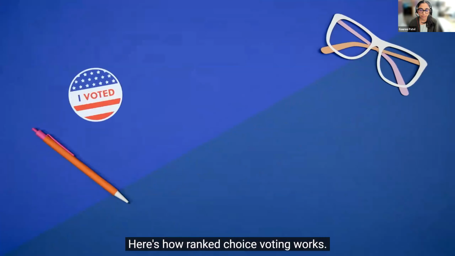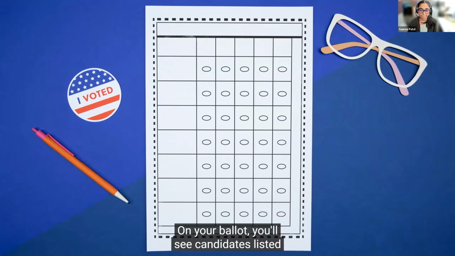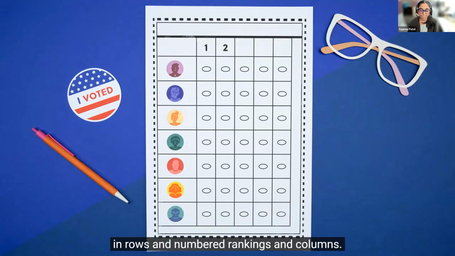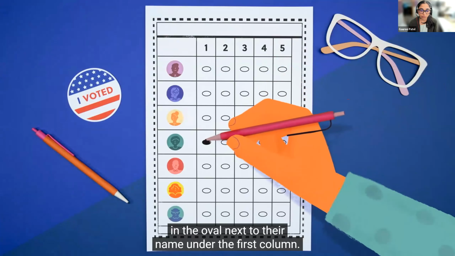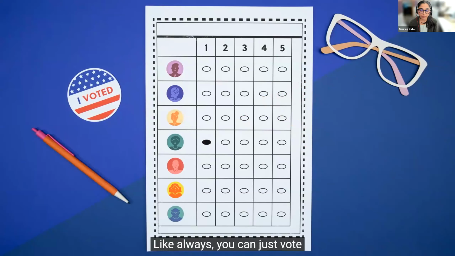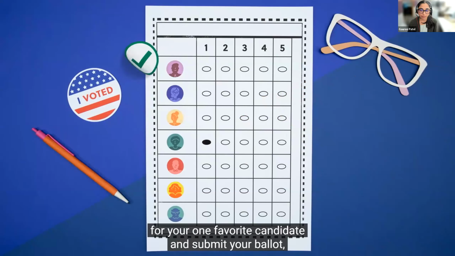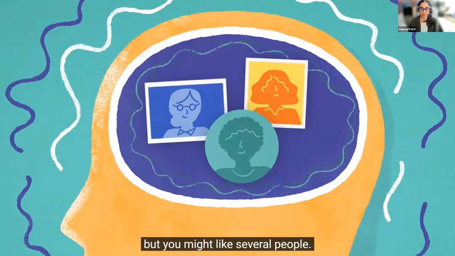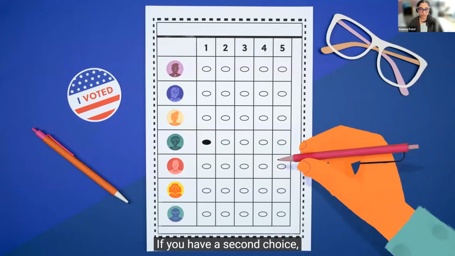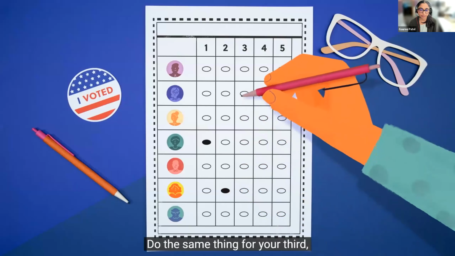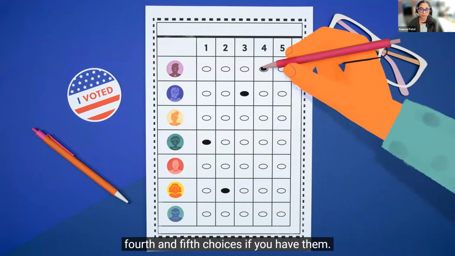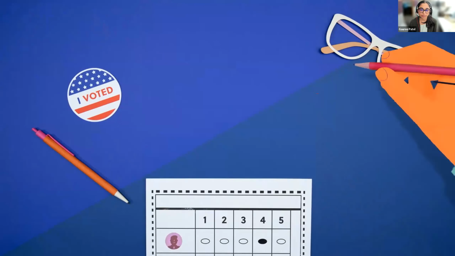Here's how ranked choice voting works. On your ballot, you'll see candidates listed in rows and numbered rankings in columns. Pick your first choice and completely fill in the oval next to their name under the first column. Like always, you can just vote for your one favorite candidate and submit your ballot. But you might like several people. If you have a second choice, fill in the oval next to their name under the second column. Do the same thing for your third, fourth, and fifth choices if you have them.